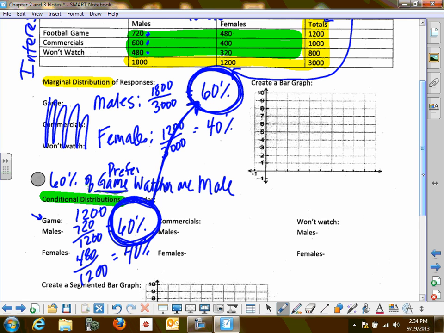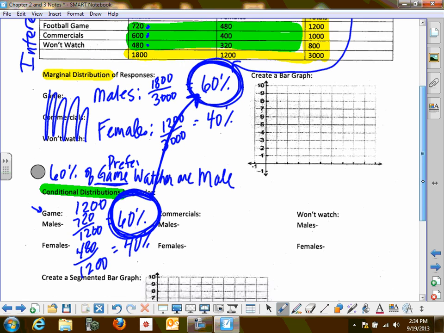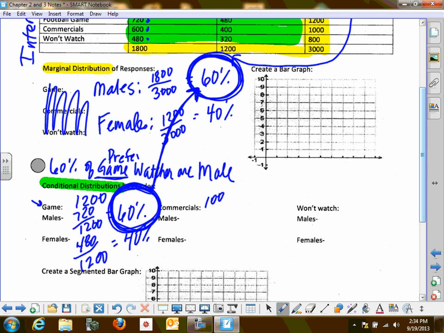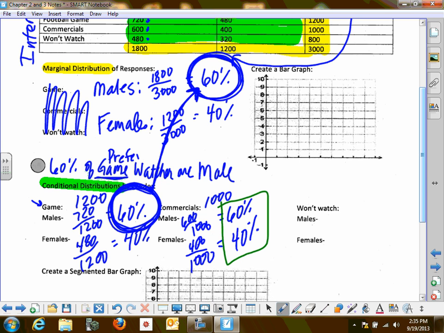Next, commercials. How many commercials total? So these are going to be out of 1,000. Well, guess what the males are? 600 out of 1,000, so that's 60%, and the females are 40. So now here's the thing that sometimes people say. They say males are watching commercials at a higher rate because this is 60%, and this is only 40%.